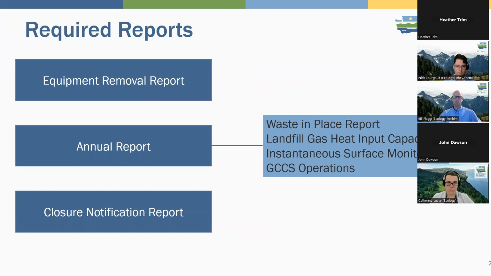Starting off, the smallest landfills submit a waste in place report. Moving on, once you break that tonnage threshold, you submit a landfill gas heat input capacity report, where you no longer have to do your waste in place. And then once you hit the threshold of 3 BTUs per hour of heat generation, you move into instantaneous surface monitoring or GCCS operations, depending on where your landfill is at.